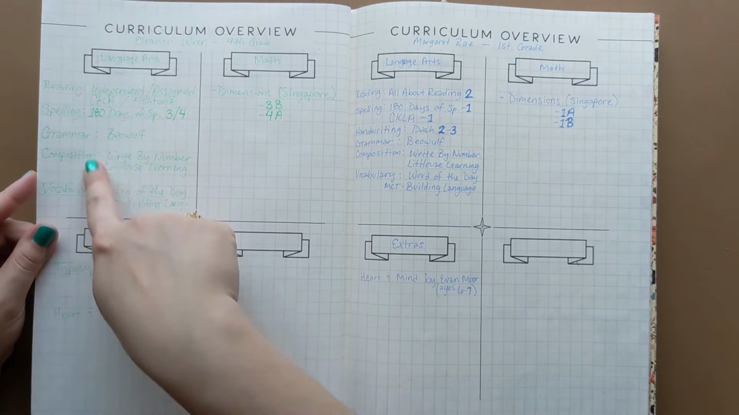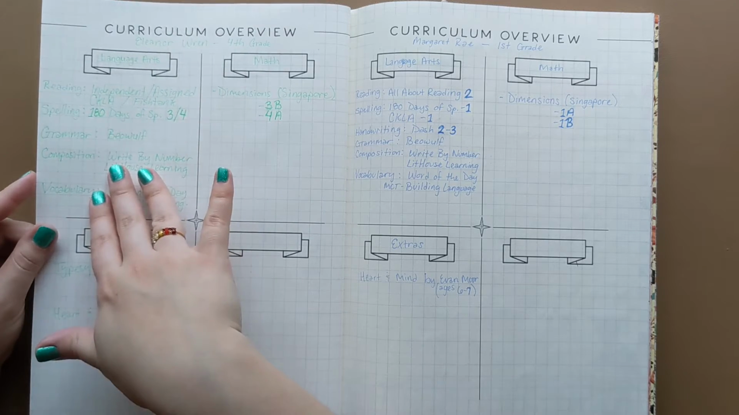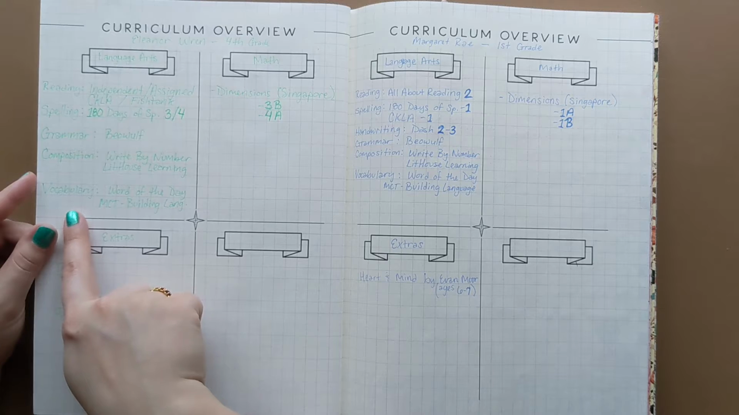So I have all of the different components that I wanted to address with my 4th grader: reading, spelling, grammar, composition, and vocabulary.